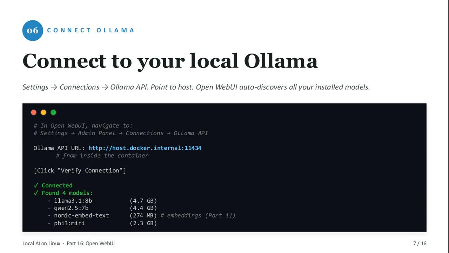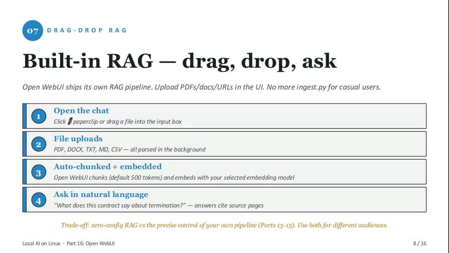No re-downloads. Here's where it gets fun for non-technical teammates. Drag a PDF into the chat, and Open WebUI parses it, chunks it at 500 tokens, embeds it with the model you picked earlier, and lets anyone ask questions in plain English, with citations back to the source pages. It's not as tunable as the custom pipeline we'll build in parts 13 through 15, but for casual users who just want answers from a contract or a spec, zero config RAG wins every time.